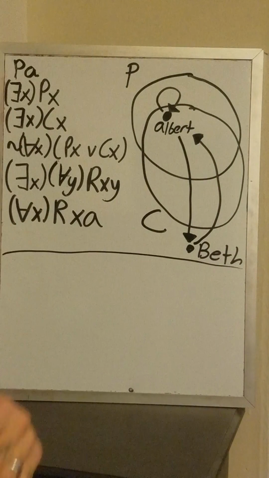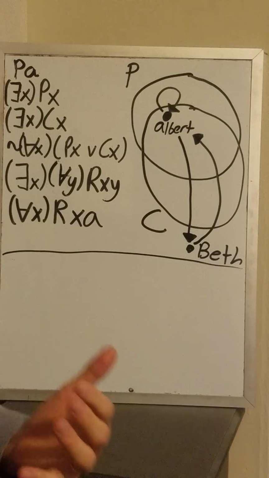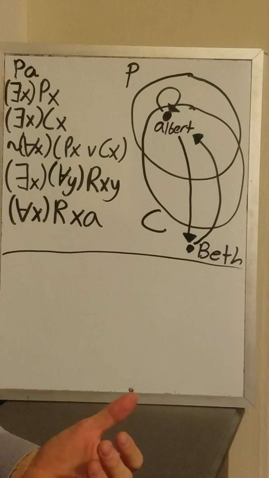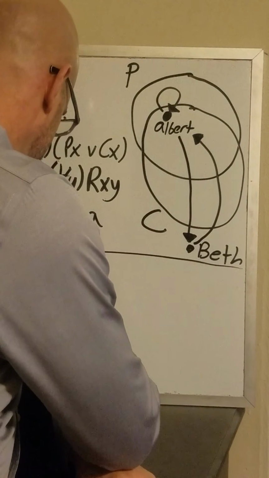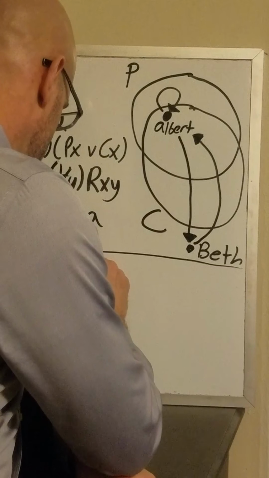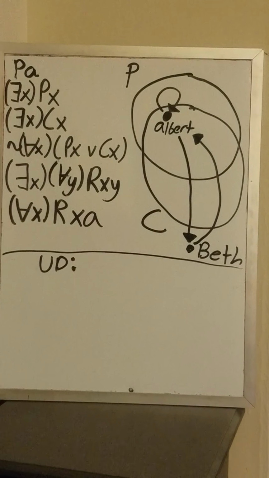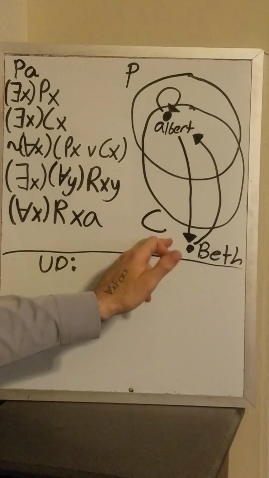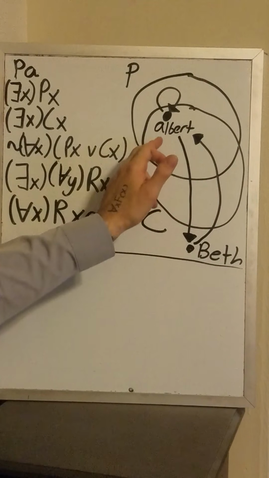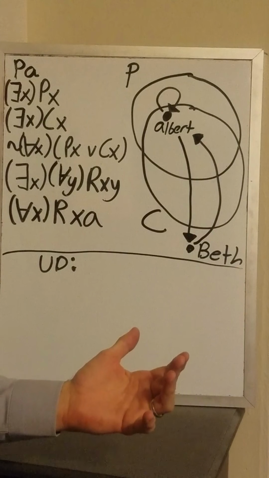So remember, an interpretation has three parts. The first one is the universe of discourse, or the domain. And remember, that's a set of objects. Well, what is in our universe of discourse? Two things: Albert and Beth.